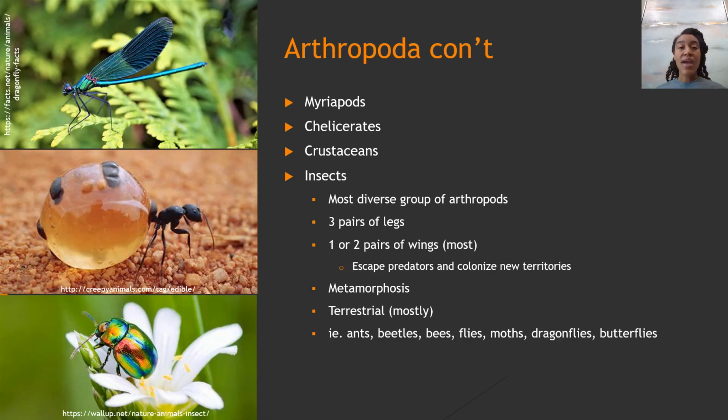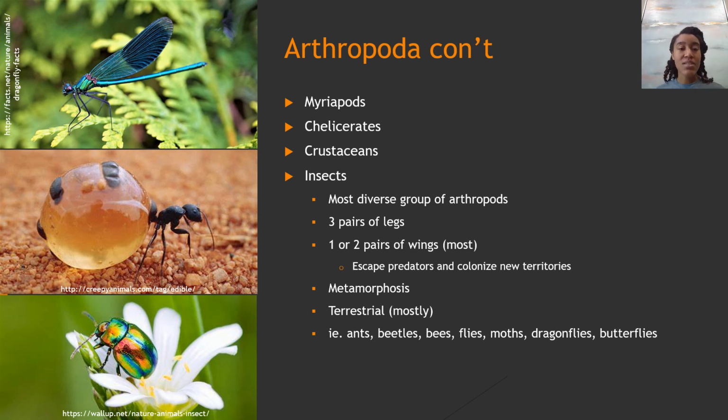And then the last group of arthropods we're going to talk about is by far the largest and most abundant group, which are the insects. And insects all have 3 pairs of legs, so they have 6 legs in total, and a lot of them have either 1 or 2 pairs of wings. Wings are not required for an insect to be considered an insect, but a lot of them do have wings.